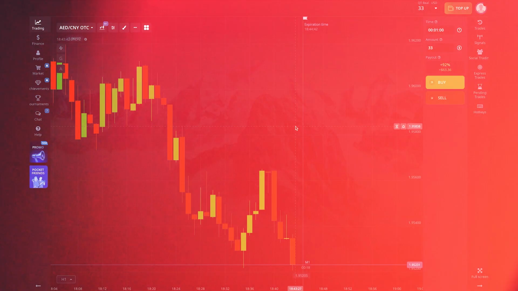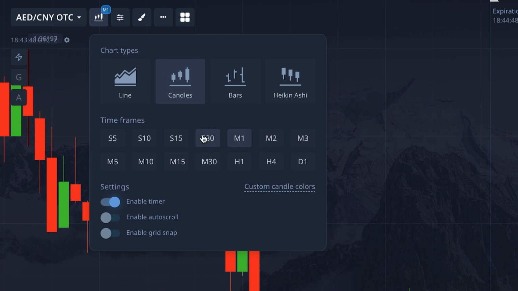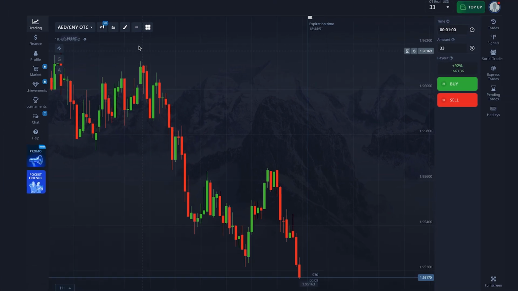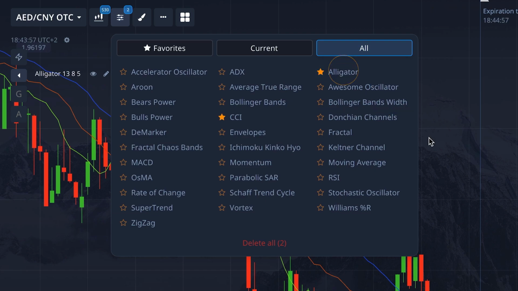I'm getting started. First of all, let's get the tools ready for work. I put classic candlesticks. The time frame is 30 seconds. Go to the Indicators tab and select CCI and Alligator.